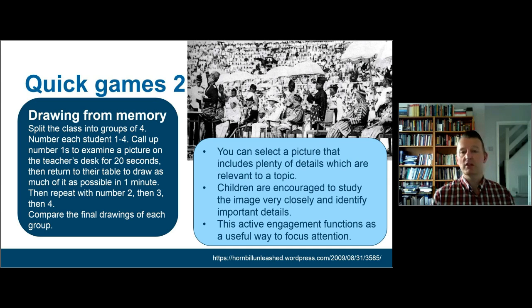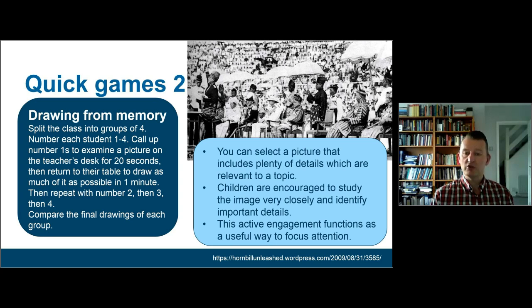Here's a picture that came up on Google when I was searching for images related to Malaysian independence, and this is the ceremony that happened to mark independence. So clearly there's significance in the people who are there, there's significance in the social inequalities, there's significance in the size of the crowd that was there, and all sorts of other things that you might decide are particularly relevant to your teaching of the topic.